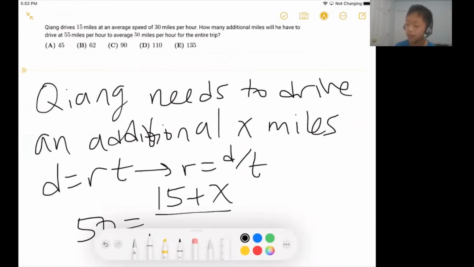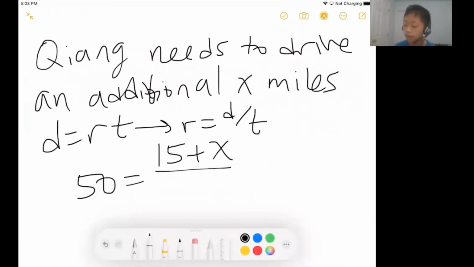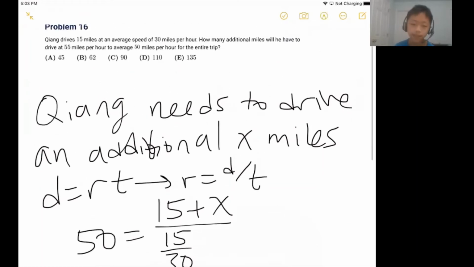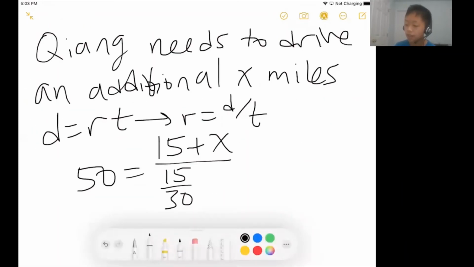Now we can calculate the time it took him to travel that distance. In the first sentence, we're given that Qiang drives 15 miles at an average speed of 30 miles per hour. So the time it took him is 15 divided by 30, because 15 represents the distance and 30 represents the speed. In the second portion of the trip, he's going to drive at 55 miles per hour for X miles. So the time it's going to take him is X over 55.